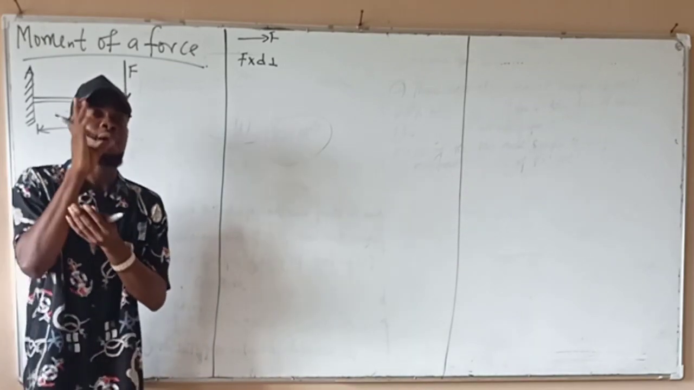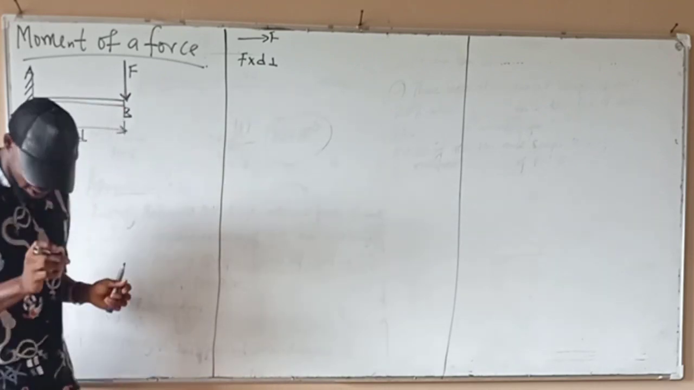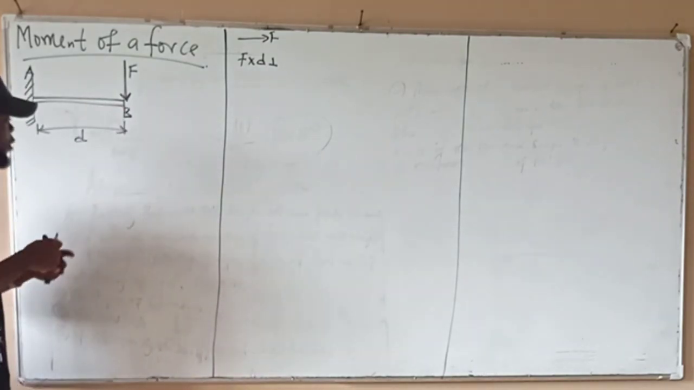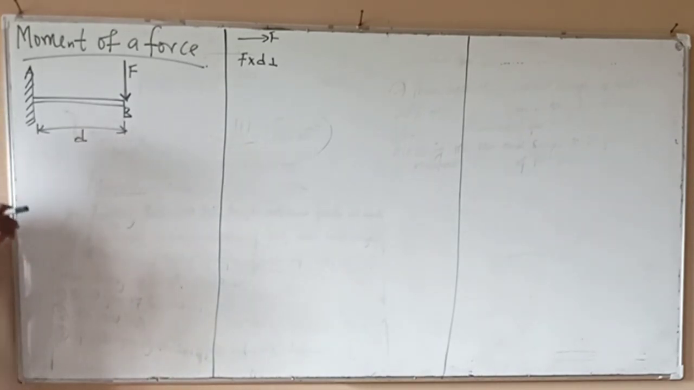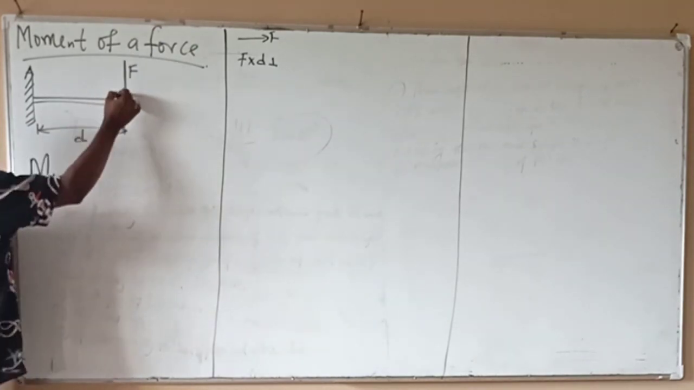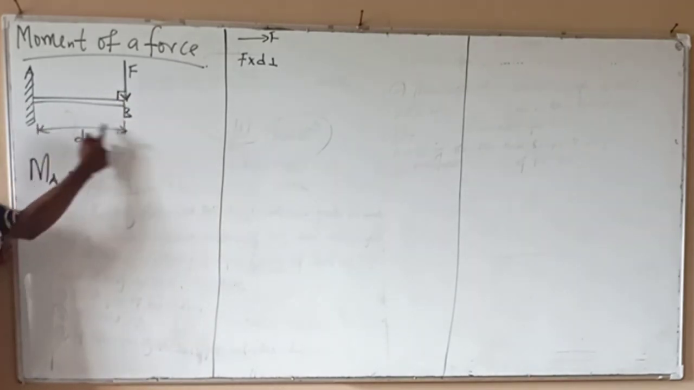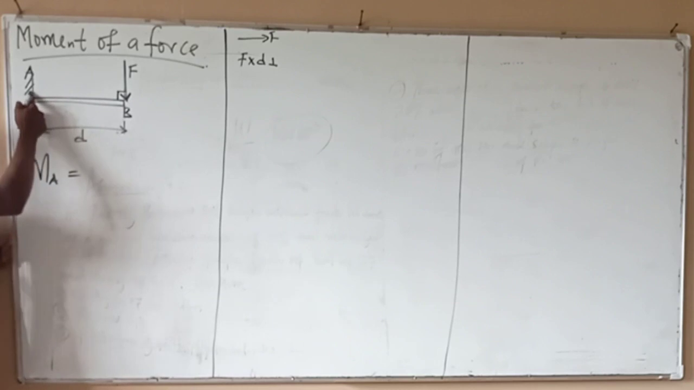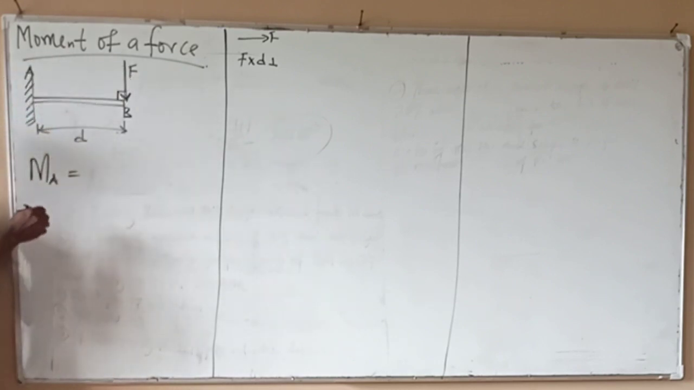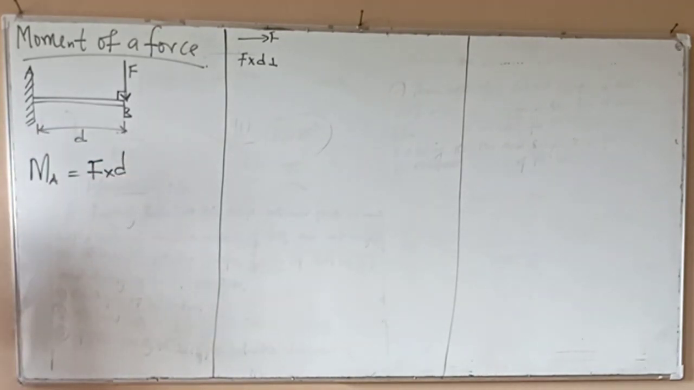Perpendicular distance is the distance that makes an angle of 90 degrees to the point in question. So what is the next thing to do? The moment about A, from the definition, will be force times distance. Look at it: this distance makes an angle of 90 degrees to this force, so from here to here is the perpendicular distance from A to this force F. So that will be F times D. That's the moment about point A.